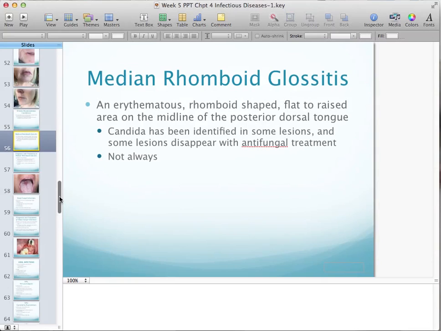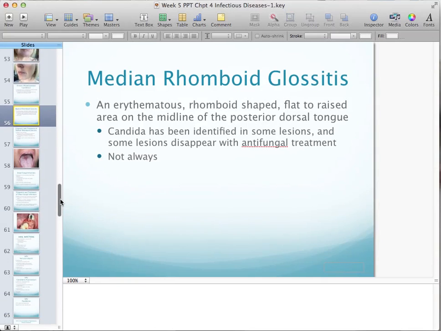And then you have median rhomboid glossitis. This is when you have a red rhomboid shape on the tongue, on the back of the tongue, and it can be flat or raised. And Candida has been the source of it in some lesions, and some lesions disappear with antifungal treatment. So it's kind of tricky. But median rhomboid glossitis, this is when you have the redness, rhomboid shape in the back of the tongue.